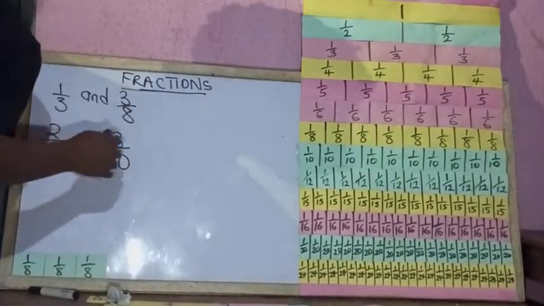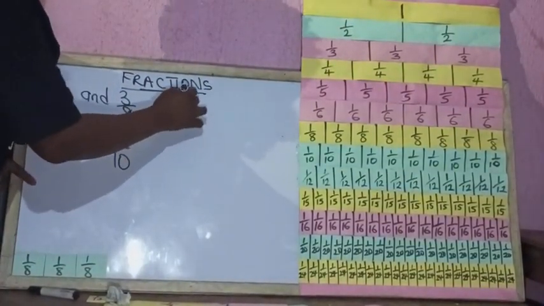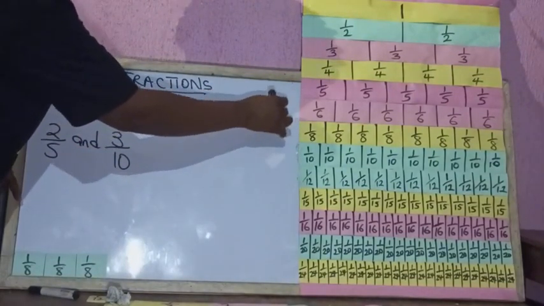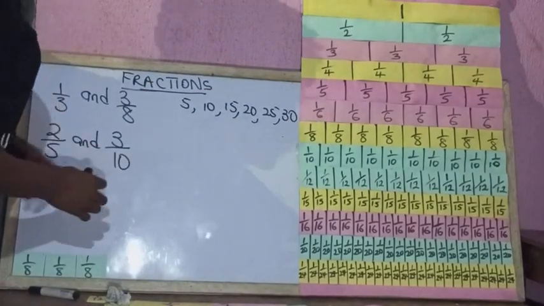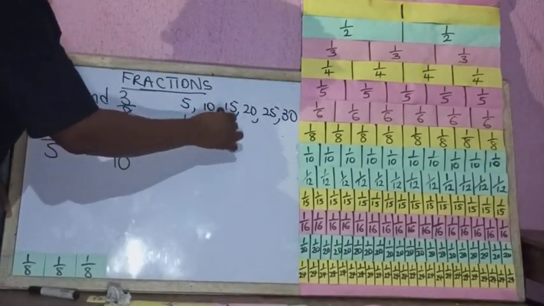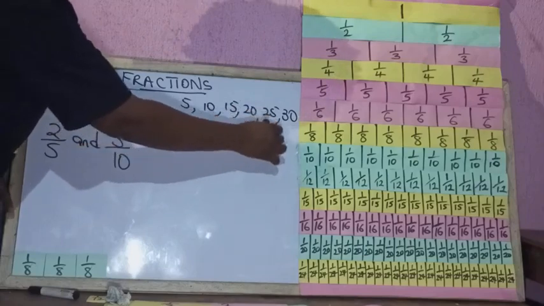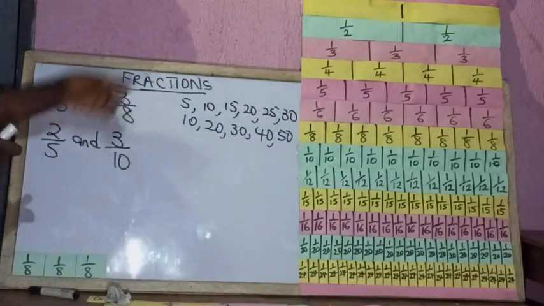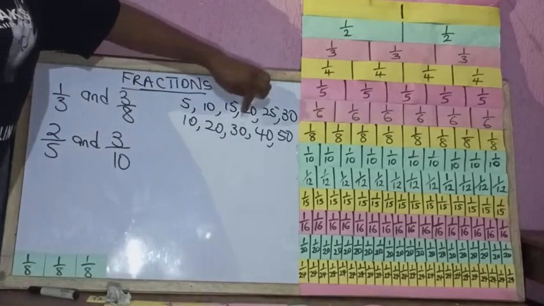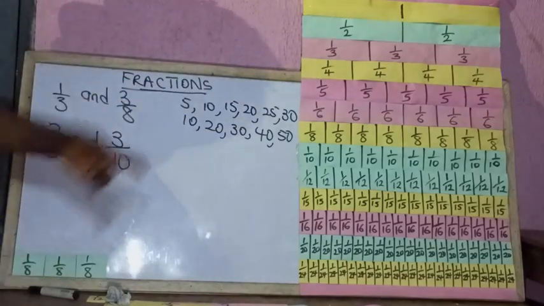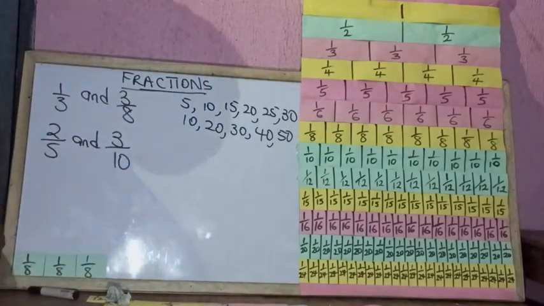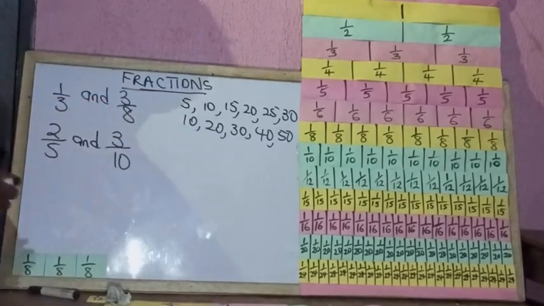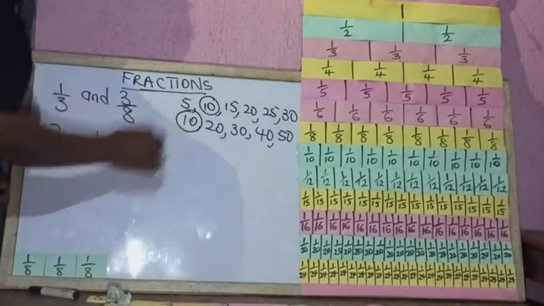So we have multiples of 5 are 5, 10, 15, 20, 25, 30. Now, multiples of 10: 10, 20, 30, 40, 50. Now let's compare and know. By observation, you can see there is 30 here and there is 30 here. So 30 is a possible multiple of 5 and 10, but it is not the lowest, and we will always work with the lowest. We have 10 here and we have 10 here. So we are circling these.